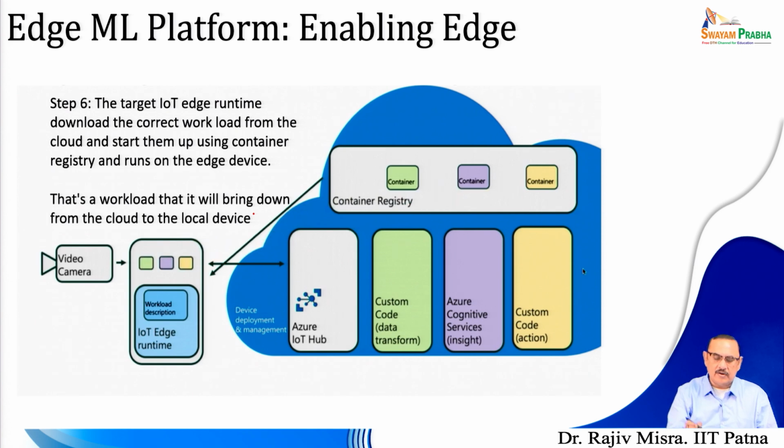So, all the three containers are now deployed. The target IoT edge runtime downloads the correct workload from the cloud and starts them up using the container registry and runs them on edge devices. So, that is the workload that it will bring down from the cloud to the local edge.